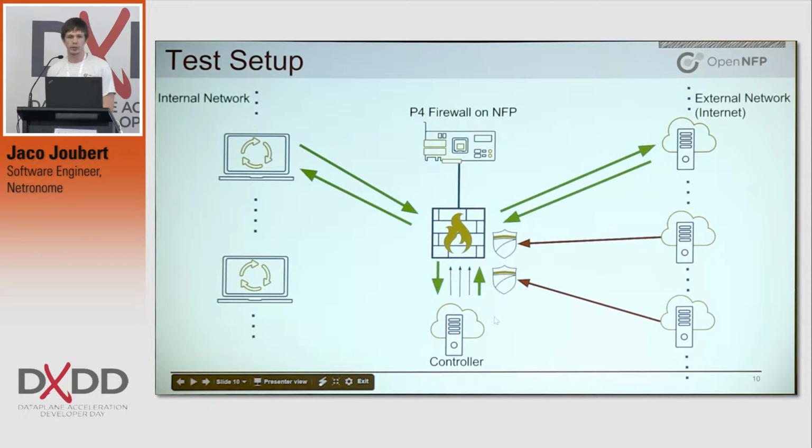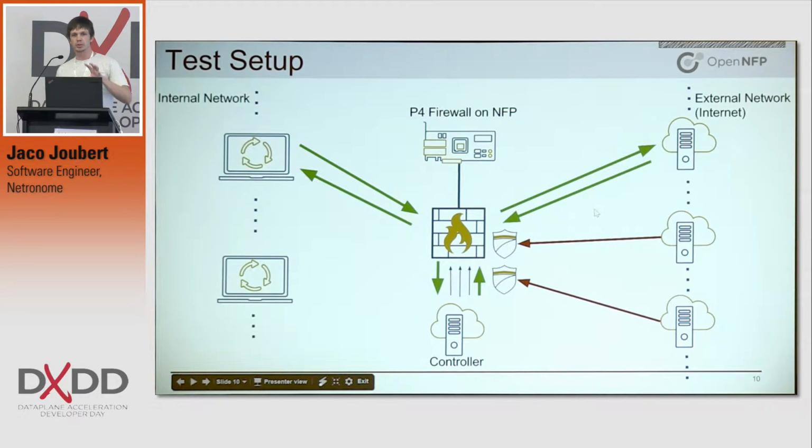So the test setup we have is our internal network with a number of devices on the inside. We have our firewall. This is a server containing a NFP. In this instance, we have a Lithium. The Lithium card has 2 ports. And we have our controller. This is just a Python script running on the server, which has the NFP installed in. And the server will be responsible for adding the rules. And then traffic flow will only be allowed once the rules are added.